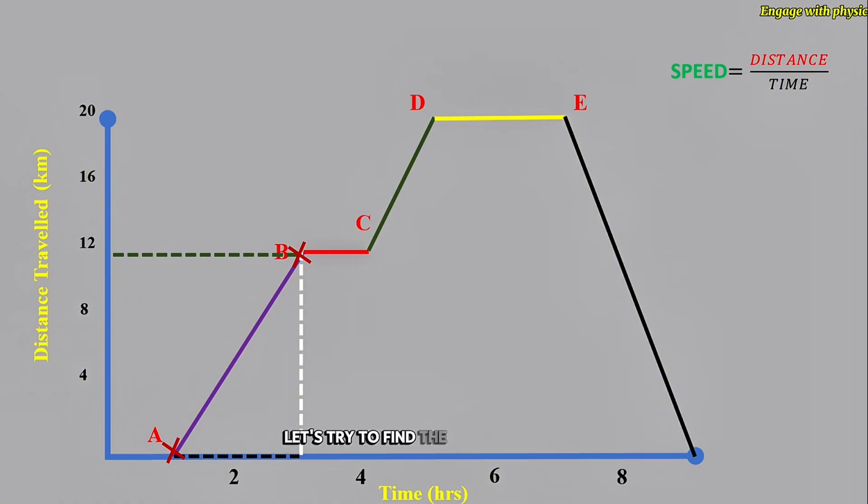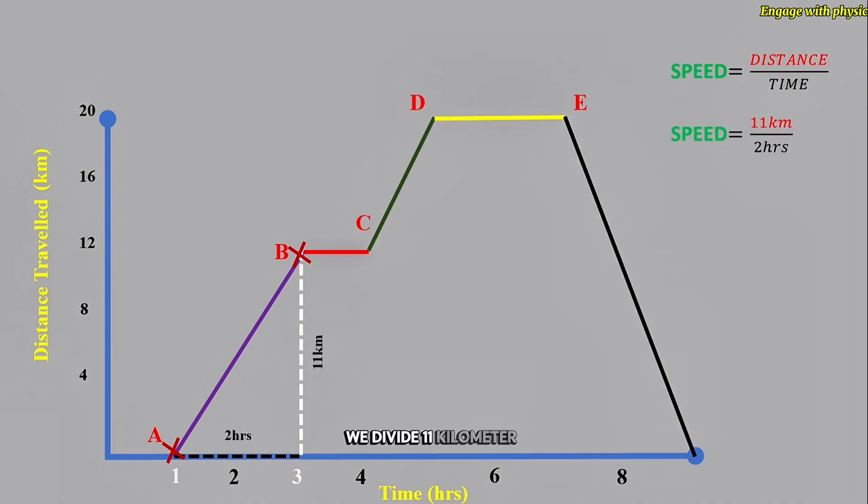Let's try to find the speed of point A to point B. We can see that the change in distance is 11 km and the change in time is 2 hours. Hence, speed is distance divided by time. We divide 11 km by 2 hours, which gives us a speed of 5.5 km per hour.